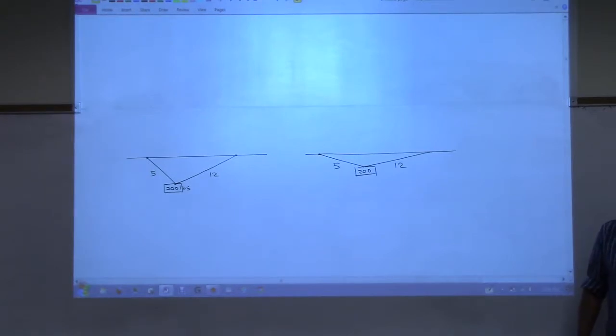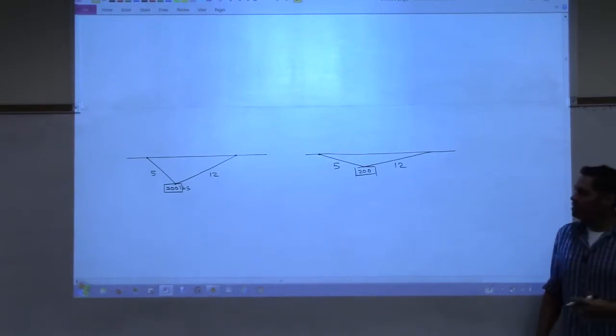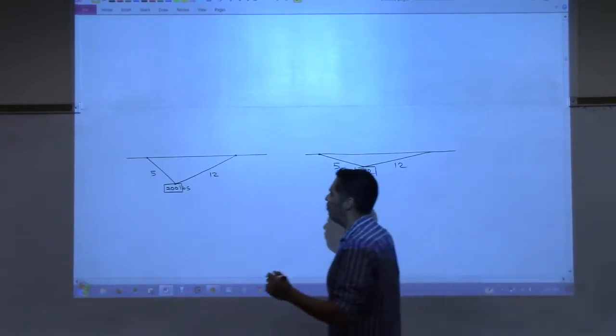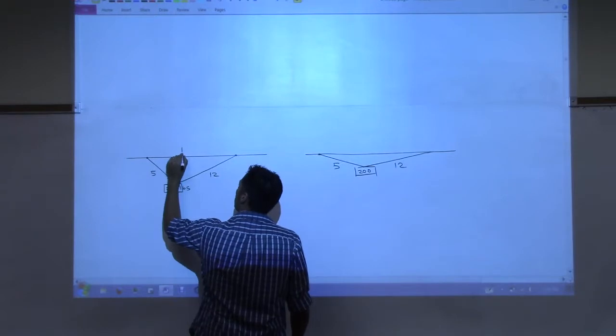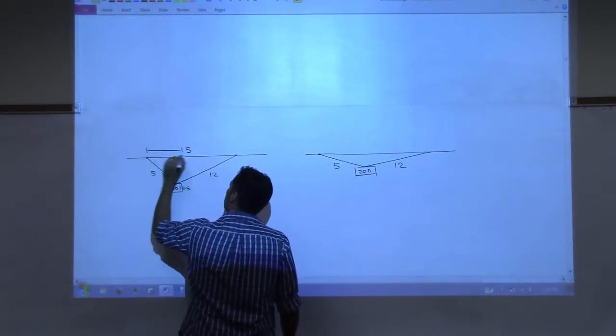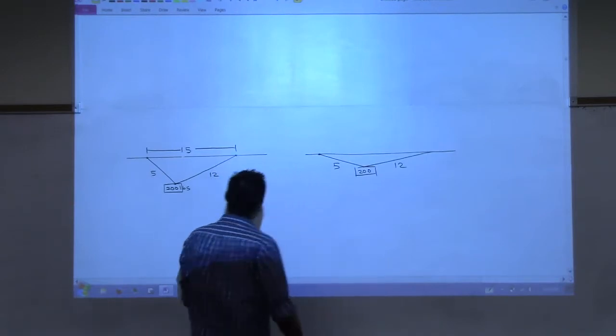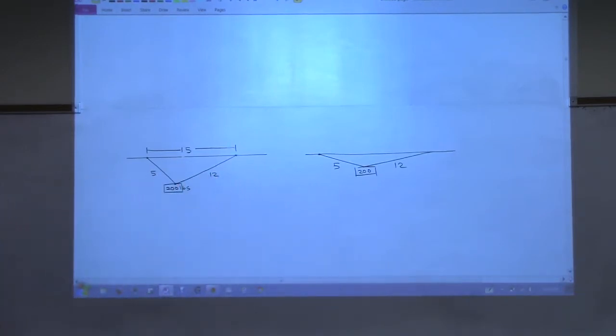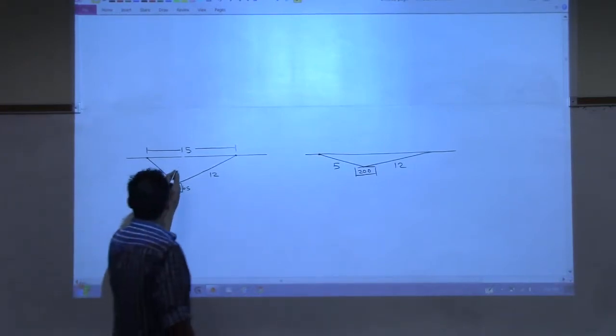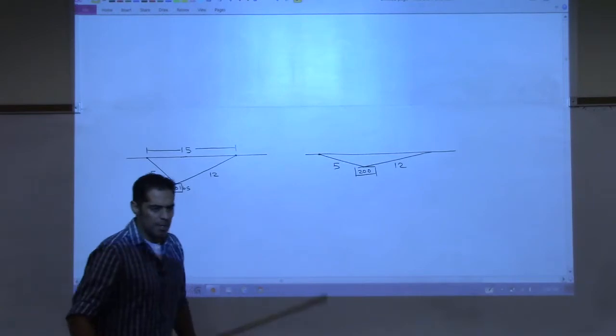So I need to add one more piece of information to this in order for us to be able to solve this. So I'm going to add one element to this. Let's make this distance 15. Now you can't move those points around. Do you see the difference between the two pictures? Okay. So if I add that there, then we can do this.